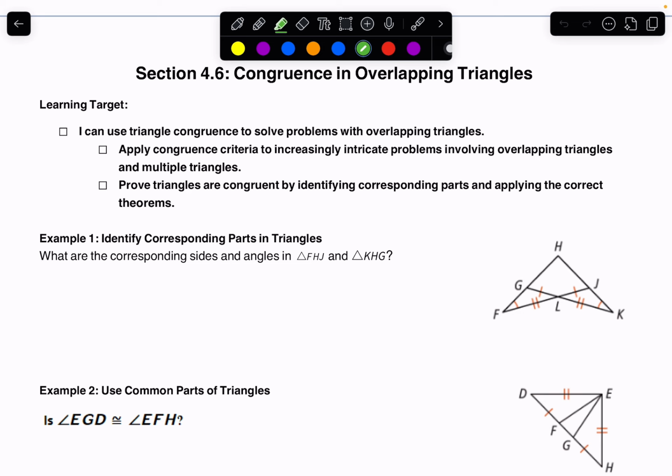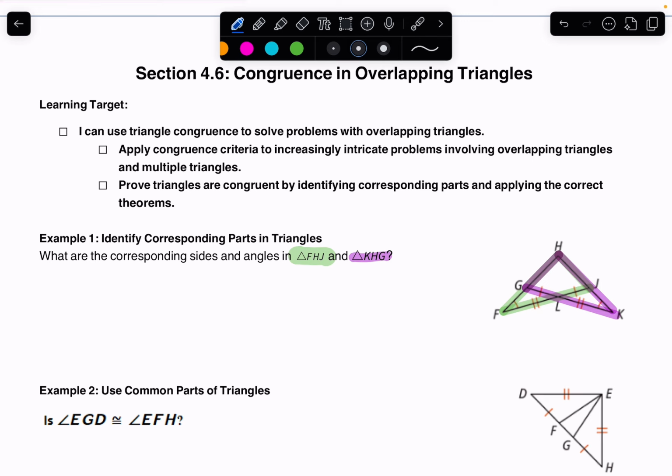So here we have triangle FHJ, right? So let me get a smaller thing here. So triangle FHJ is going to be right here. And we also have triangle KHG, which is this triangle. And in this example, all we're doing is we're identifying the corresponding parts of these two triangles. So we already kind of know from the context of this question that these two triangles are congruent.